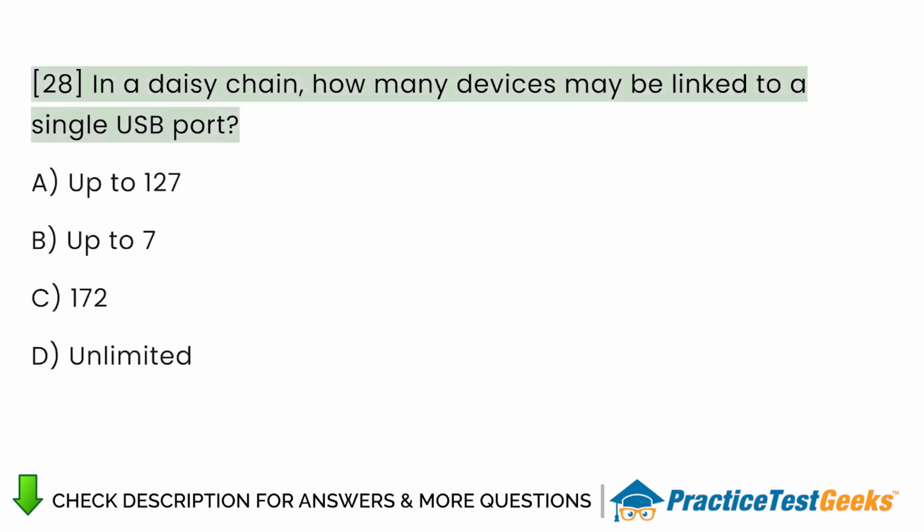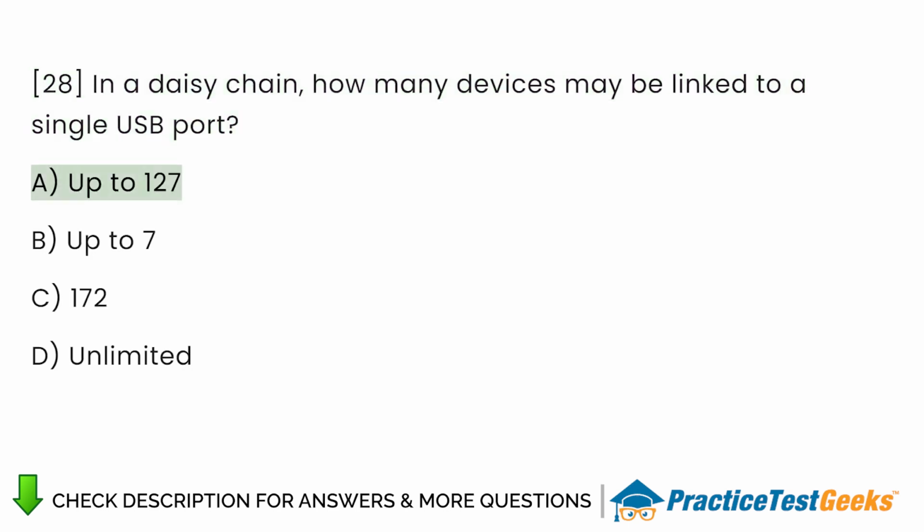In a daisy chain, how many devices may be linked to a single USB port? A. Up to 127. B. Up to 7. C. 172. D. Unlimited.